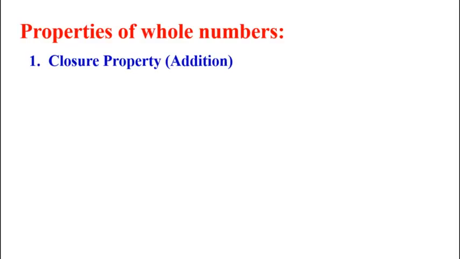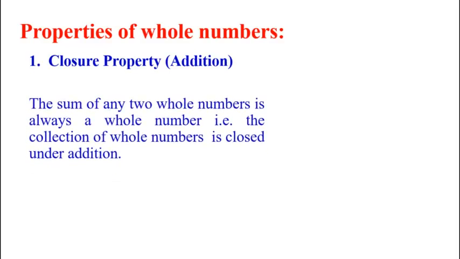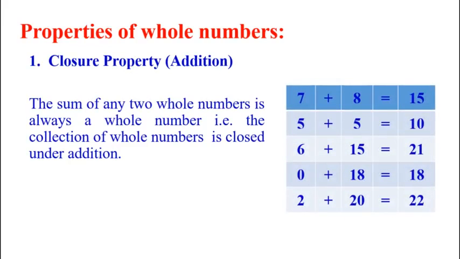The first property is the closure property. So, closure property under addition: the sum of any two whole numbers is always a whole number. That means the collection of whole numbers is closed under addition. So you can take any whole numbers and add them. The sum will also be a whole number.